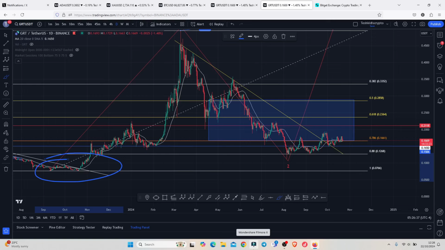So continue watching for support on the fib level 0.88 above the $0.1268. And that's all for this update video, and I will ensure that you stay up to date.